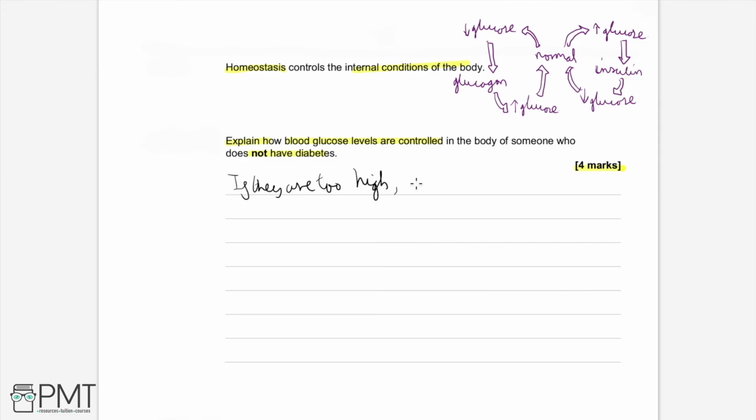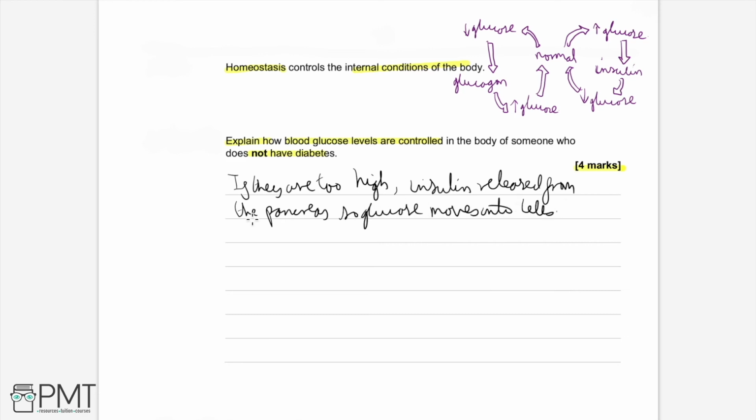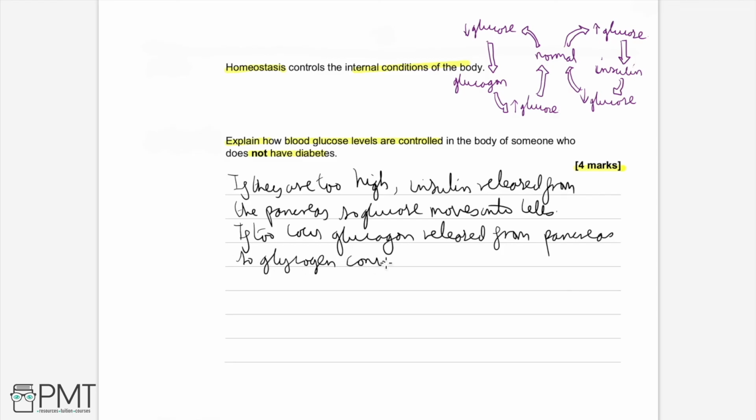First of all, if they are too high, insulin is released from the pancreas. So glucose moves into cells. If too low, glucagon released from the pancreas. So glycogen converted into glucose and released into the blood. Now, for this final mark, you must say both that glycogen is converted into glucose and that it's released into the blood.